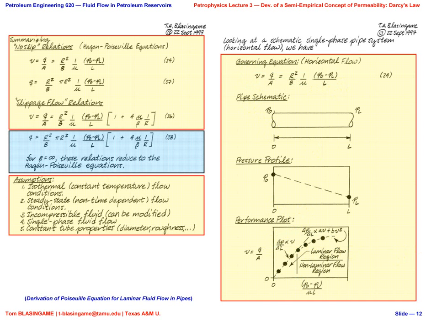Can you remember where we saw this before? What's this, a quick and dirty, sort of tricky hand-waving definition? This is Forchheimer's equation. Okay. All right.